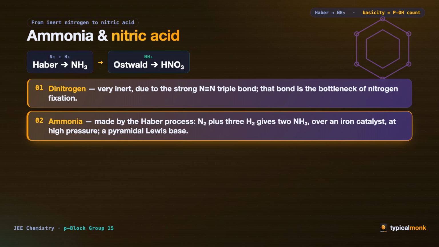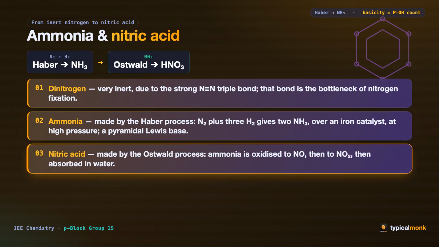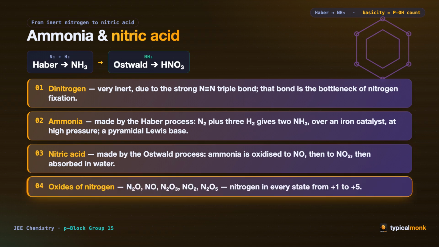Dinitrogen plus 3 hydrogen gives 2 ammonia over an iron catalyst at high pressure, and the molecule is a pyramidal Lewis base. Nitric acid is made by the Ostwald process. Ammonia is oxidized to nitric oxide, then to nitrogen dioxide, and then absorbed in water. And the oxides of nitrogen: nitrous oxide, nitric oxide, nitrogen trioxide, nitrogen dioxide, and dinitrogen pentoxide, nitrogen in every state from +1 to +5.